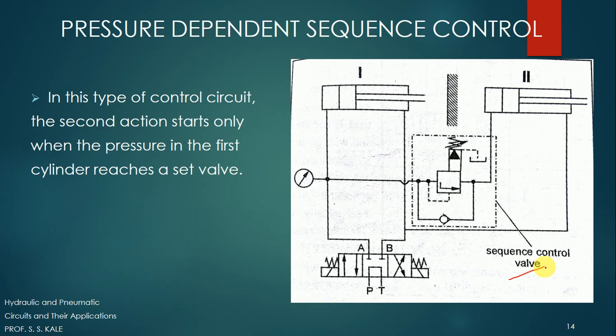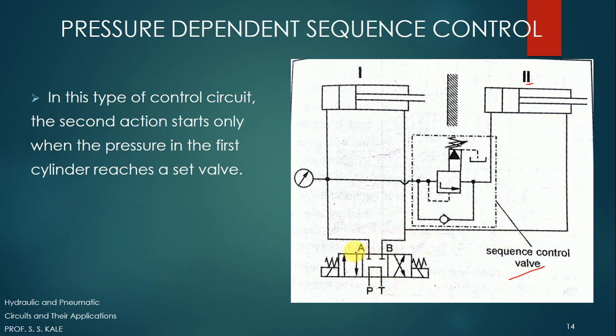It will open only after reaching a certain pressure, otherwise it will not operate. Normally it stays closed, and when it reaches a certain pressure, then it will operate. From there it goes to the head end of piston cylinder arrangement number 2. The rod end of this is connected to the valve, and from the valve it goes to the reservoir. The rod end of this one is again connected to the reservoir.